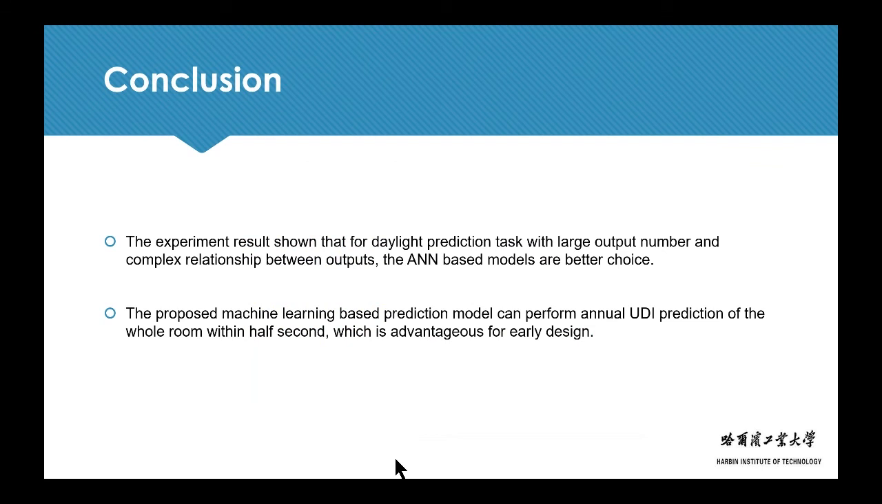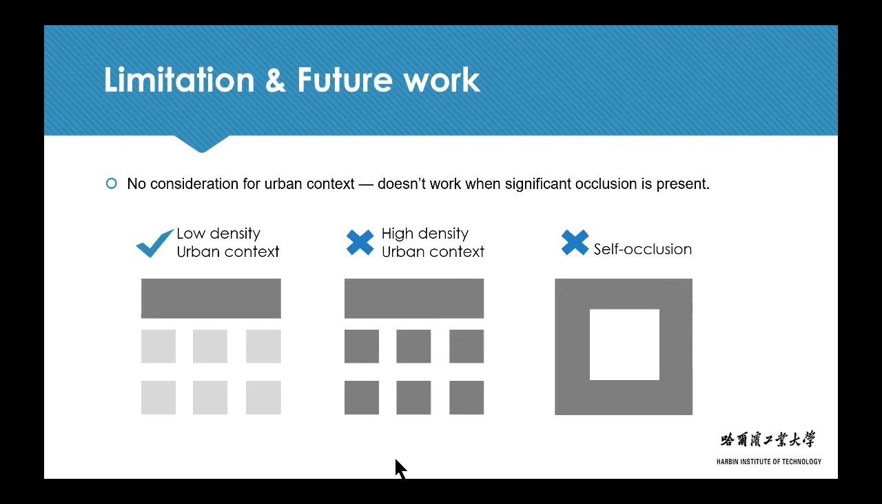So in conclusion, the experiment result shows that for the daylight prediction task, the AI-based model is a better choice, and the proposed machine learning-based models can perform annual UDI prediction of the whole room in half a second, which is advantageous. The main limitation of the current method is the absence of the urban context, so it does not work with significant occlusion at present.